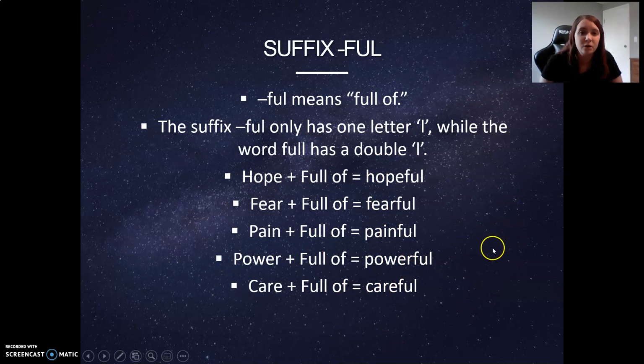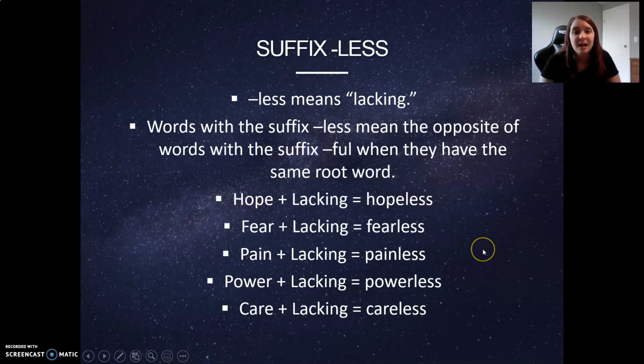The next suffix we're going to talk about is less. If I'm adding less to the end of a word, it means I'm lacking it. It means I don't have that. It actually means the opposite of full. If I'm full of something, I have a lot of it. If I'm lacking or if I'm less, I don't have as much. So those are actually opposites. They're antonyms.